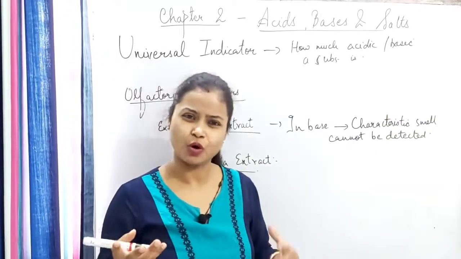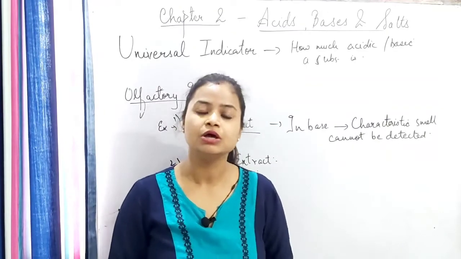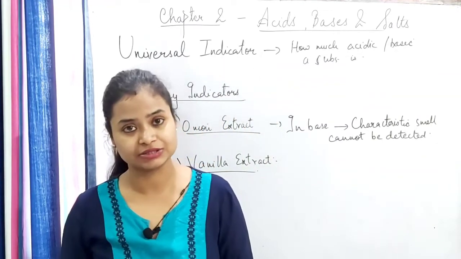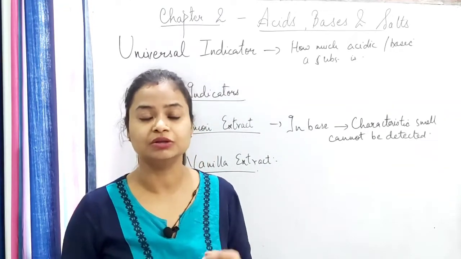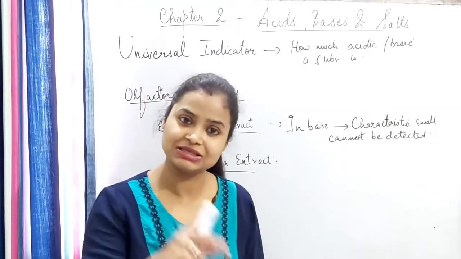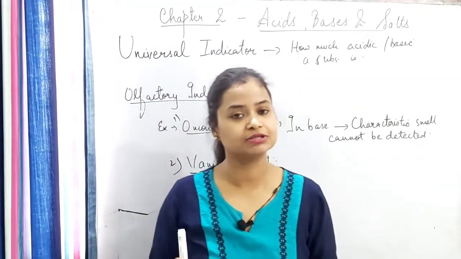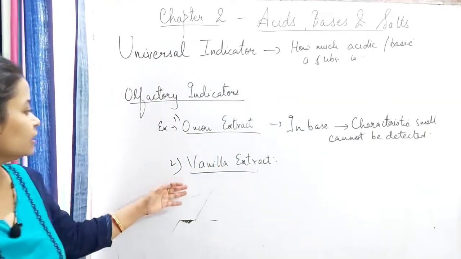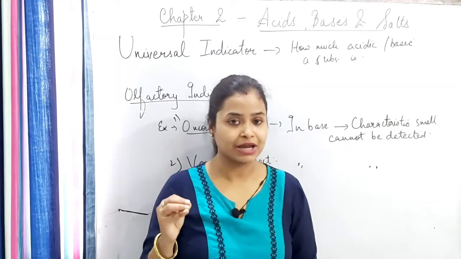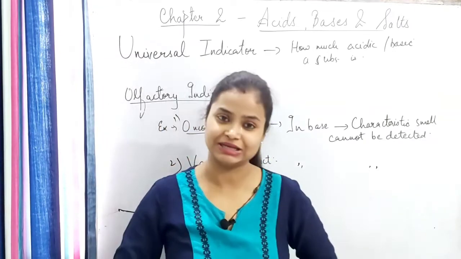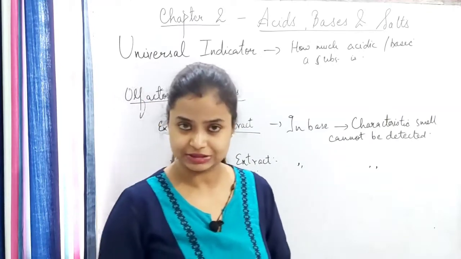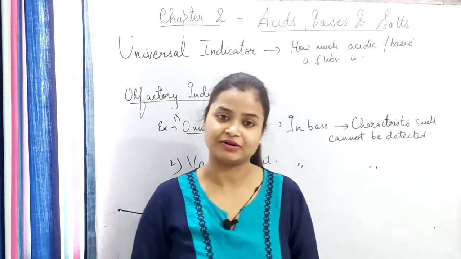Onion is a thing which we all use at our homes, and there is a characteristic smell of onion. When onion extract is put in basic solution, the characteristic smell of onion cannot be detected. Whereas in acidic solution, the smell will remain intact. In the same way, when you put vanilla extract in base, the characteristic smell of vanilla will not be detected. But in case of acid solution, the characteristic smell of vanilla will remain as it is. So these are the examples of olfactory indicators.